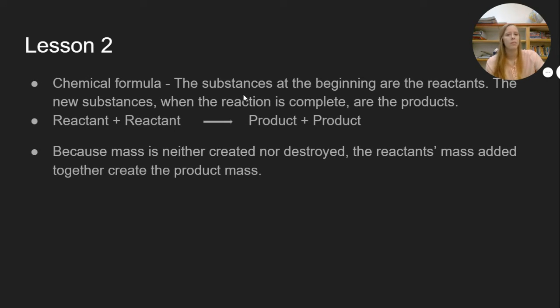Chemical formula, substances at the beginning are the reactants. The new substances, when the reaction is complete, are the products. So think of when you multiply two numbers, we call the answer the product, okay? So this is the most basic, or the general structure that everything starts with: reactant plus reactant transitions into product plus product. But remember, you can have one of a reactant or more than two of anything. And then remember, because mass is neither created nor destroyed, the reactants' masses added together create the product.